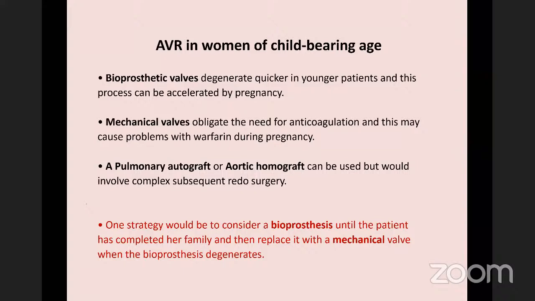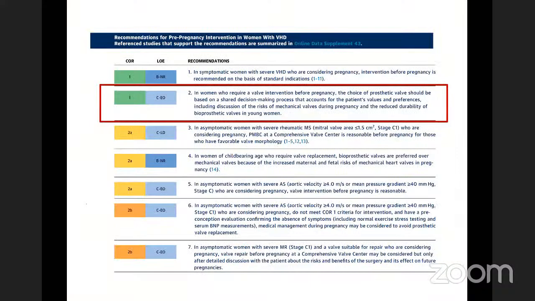Currently, there is no clear consensus on the optimal type of valve prosthesis to be placed in women of childbearing age. The risk of redo surgeries in tissue valve must be weighed against the risk of anticoagulation in mechanical valve. One strategy would be to consider tissue until the patient has completed her family and then replace it with a mechanical valve when it degenerates. This is the 2020 recommendation regarding the choice of valve in women requiring AVR before pregnancy, stating that it should be based on a shared decision-making process after accounting for patient values and preferences and after discussing the risk of mechanical valve during pregnancy and the reduced durability of tissue valve in young women.